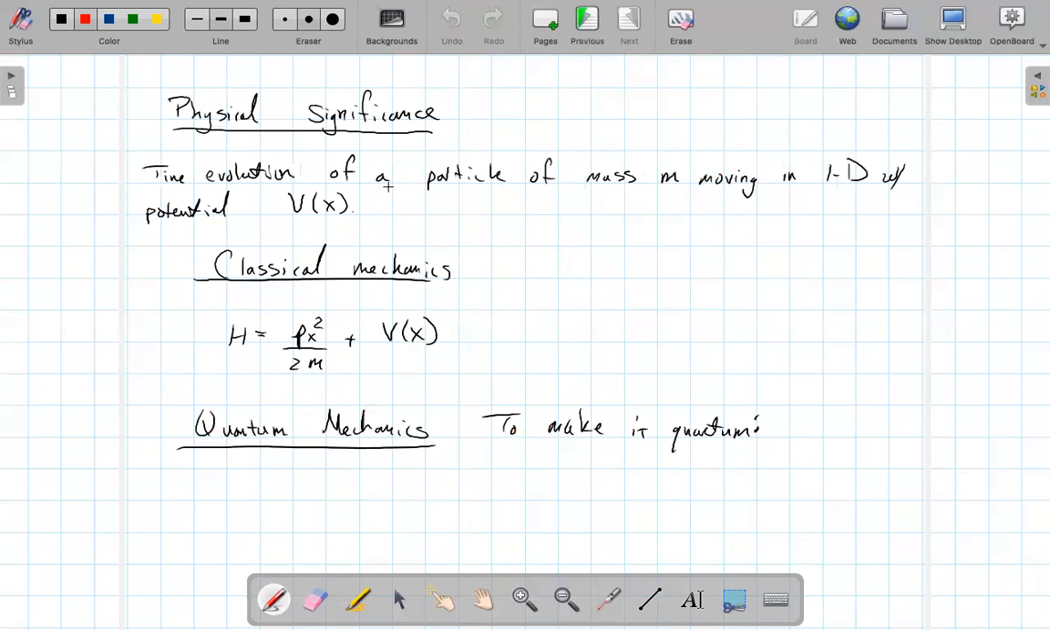So good. So the next thing we want to look at is, what overall is the physical significance of this momentum in momentum space, or in quantum mechanics anyways? To do that, let's look at the time evolution of a particle of some mass m moving in a potential well, which is given by V of x.